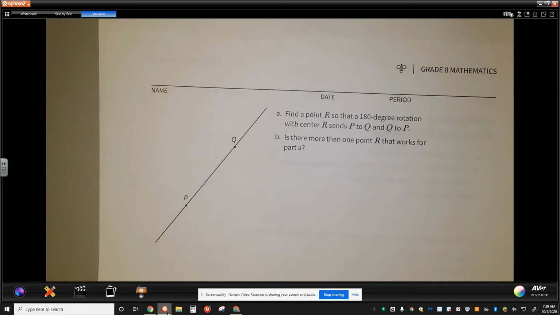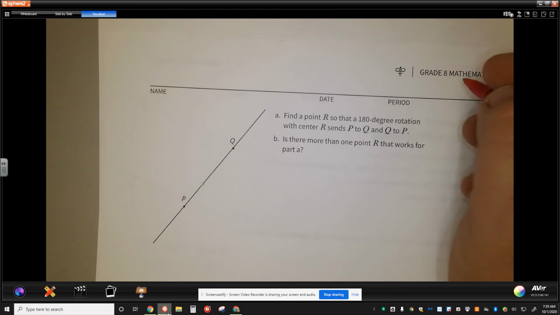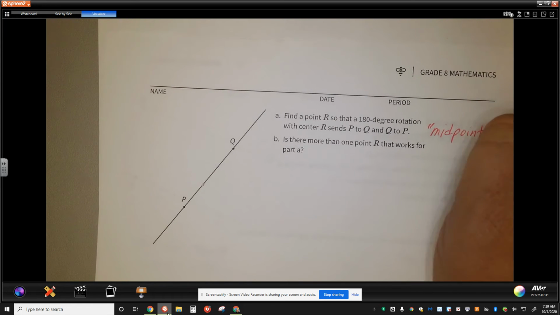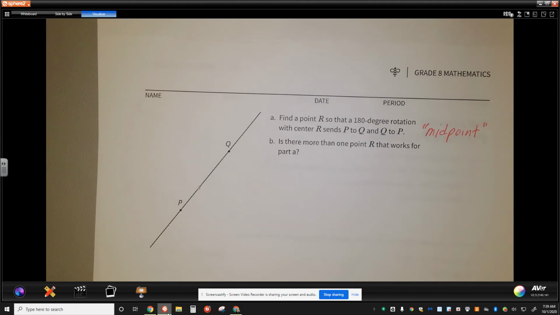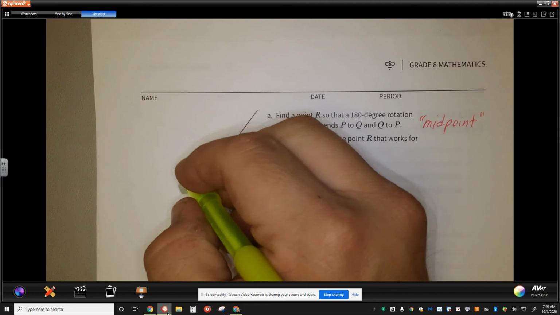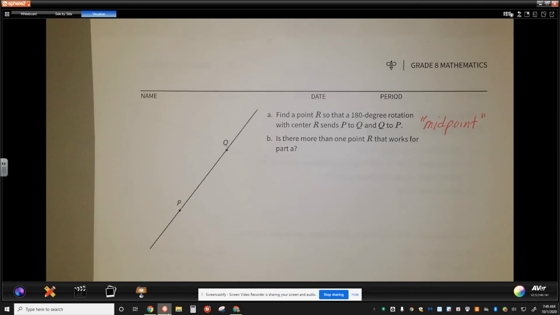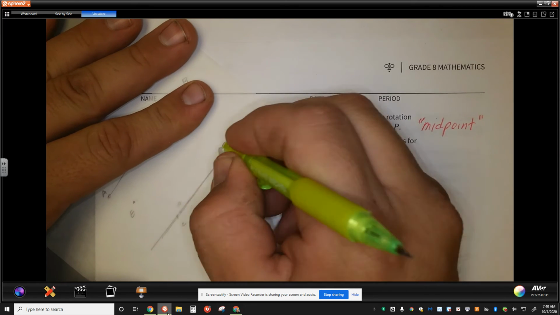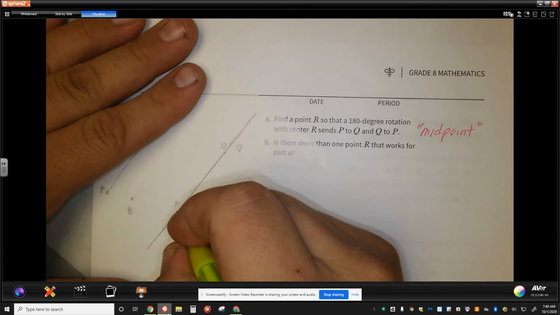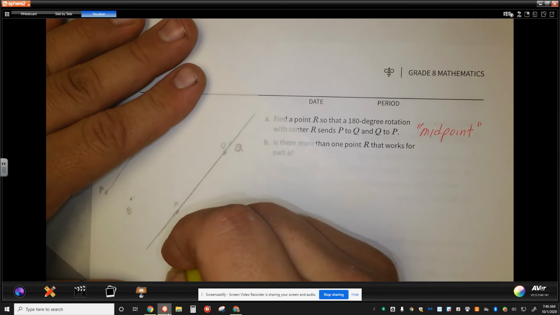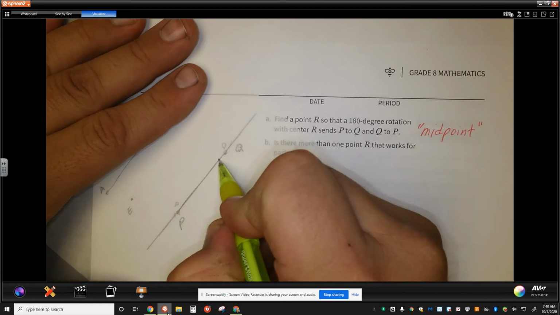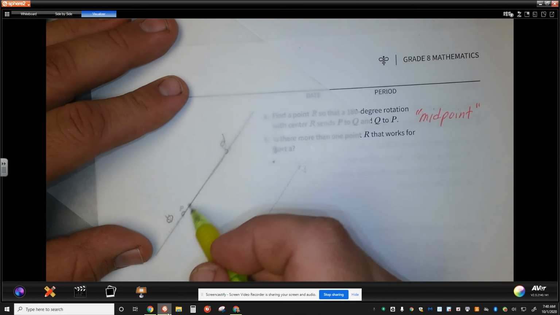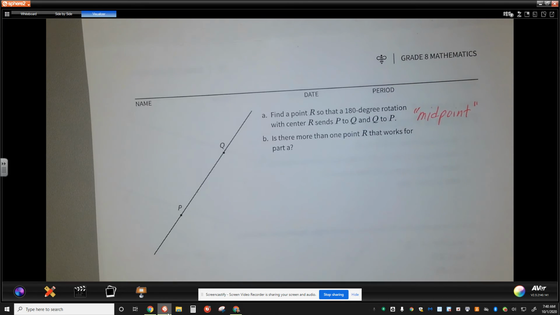There's a little thing that we talked about a couple lessons ago that I want to give you a hint for. I want you to think about midpoint, that is what they're really looking for. So I'm going to tell you, under midpoint, that's not going to work right there. The goal of this is I want the center of rotation to be able to map point P to point Q. So when I make that rotation, P becomes Q and Q becomes P. So where would that center point have to go on here?